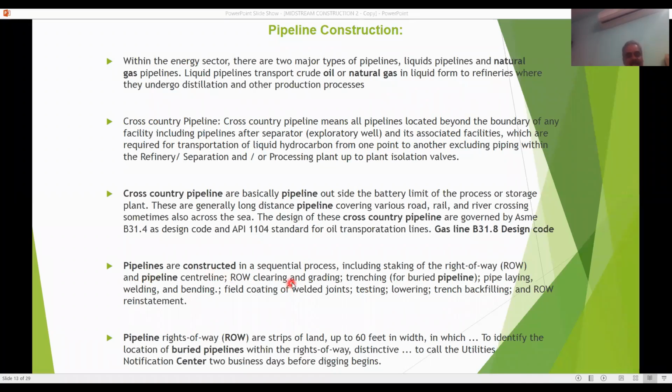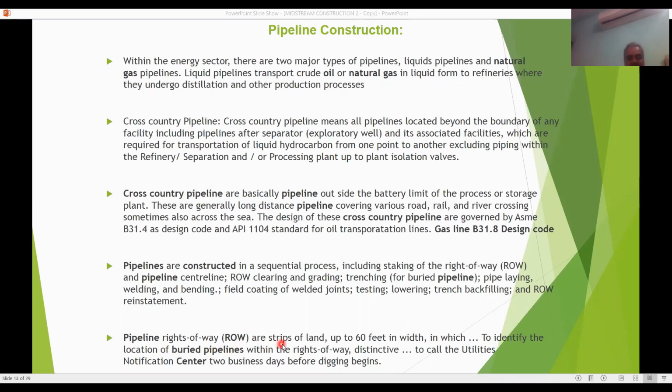Pipelines are constructed in a sequential process, including staking of the right of way (ROW) and pipeline centerline, ROW clearing and grading, trenching, buried pipelines, pipeline welding and bending, field coating of weld joints, testing, lowering, trench backfill and ROW reinstatement. This is the construction in a simple way. We will discuss it in later slides.